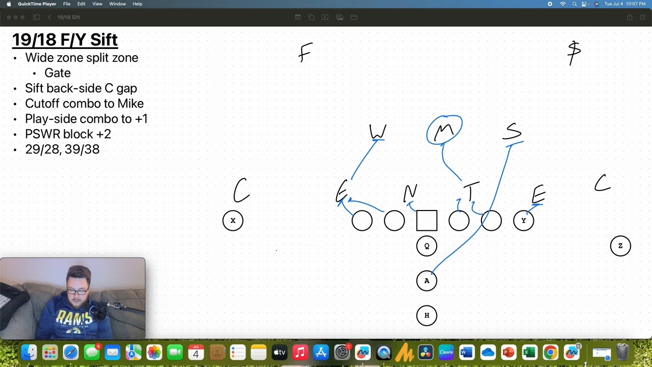The receivers are following their normal rules. That X would have the play side safety. That's the plus two here. Z backside is getting the strong safety, and the corners are exposed.